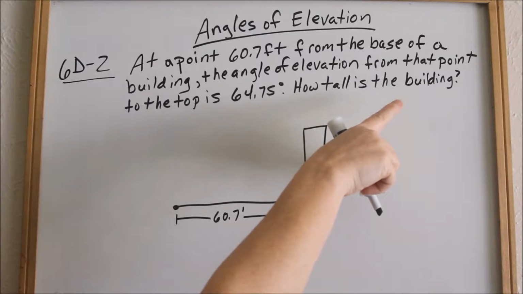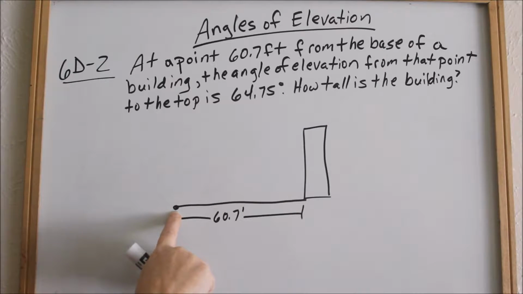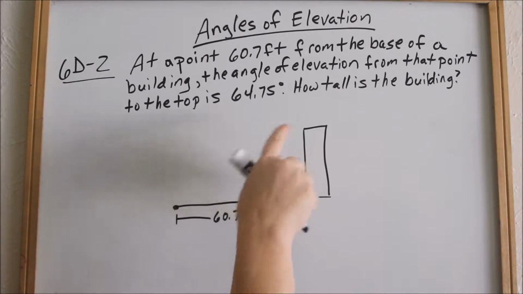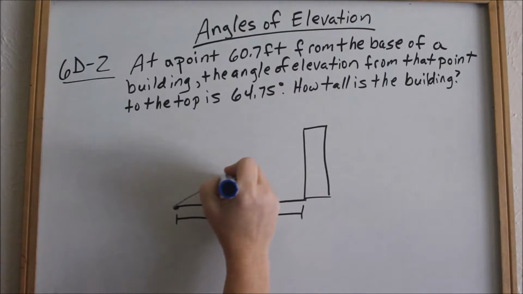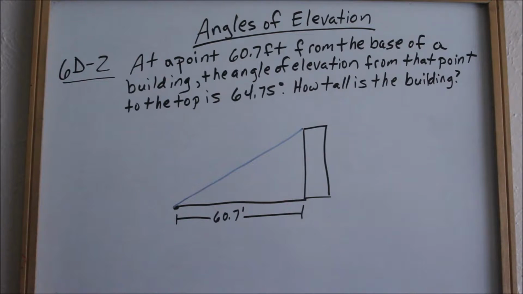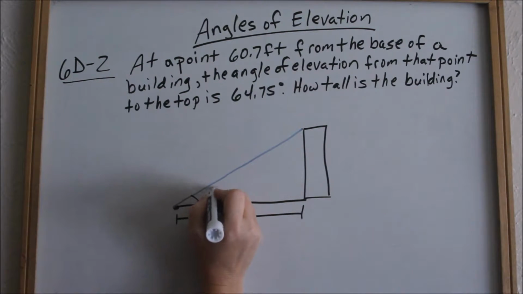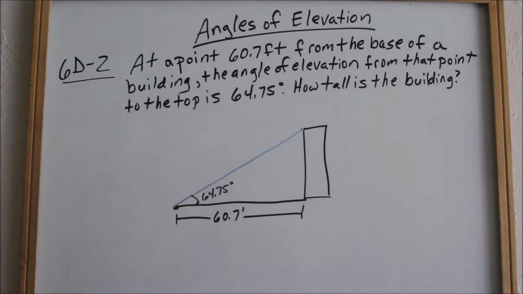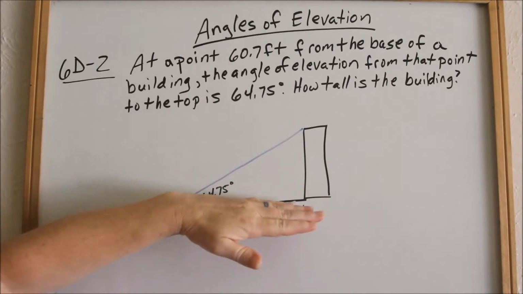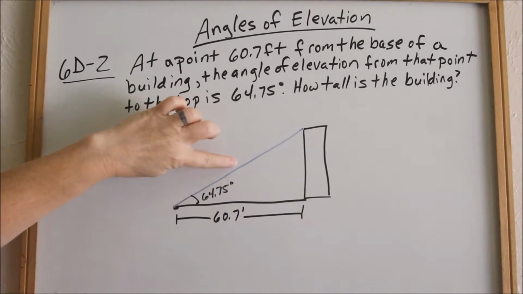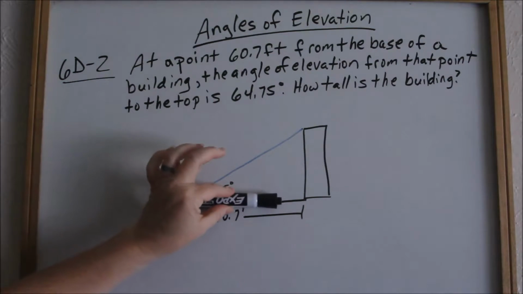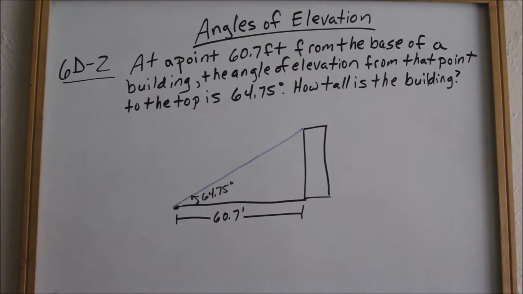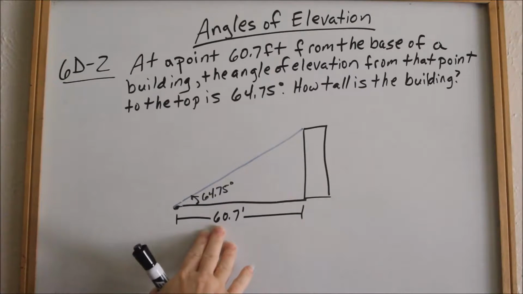Then it says the angle of elevation from that point to the top of the building is 64.75 degrees. So from this point to the top of my building, I'll draw a line from that. This right here is called the angle of elevation. This is 64.75 degrees. So you can think of angle of elevation. This line right here is like the horizon, and then you are elevating from that point to that line right there. So you're elevating from this line and you're going up 64.75 degrees. So if I want to draw an arrow there, you can think of it like that. So from this line, you're now going up at an angle, elevating up 64.75 degrees. Okay, so this is the given information that they've given us.